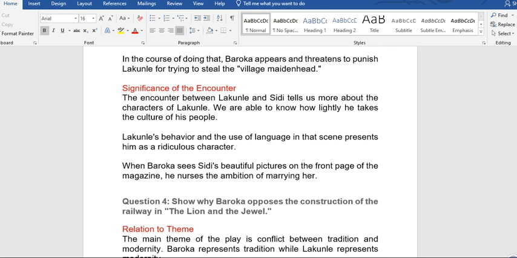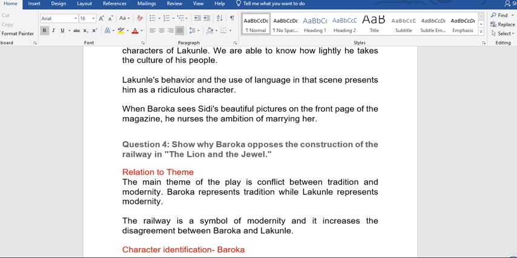The encounter between Lakunle and Sidi tells us more about the character of Lakunle. We are able to see how lightly he takes the culture of his people. Sidi is insisting on the payment of the bride price, and Lakunle is not taking it as something important. Lakunle's behavior and use of language in that scene present him as a ridiculous character.